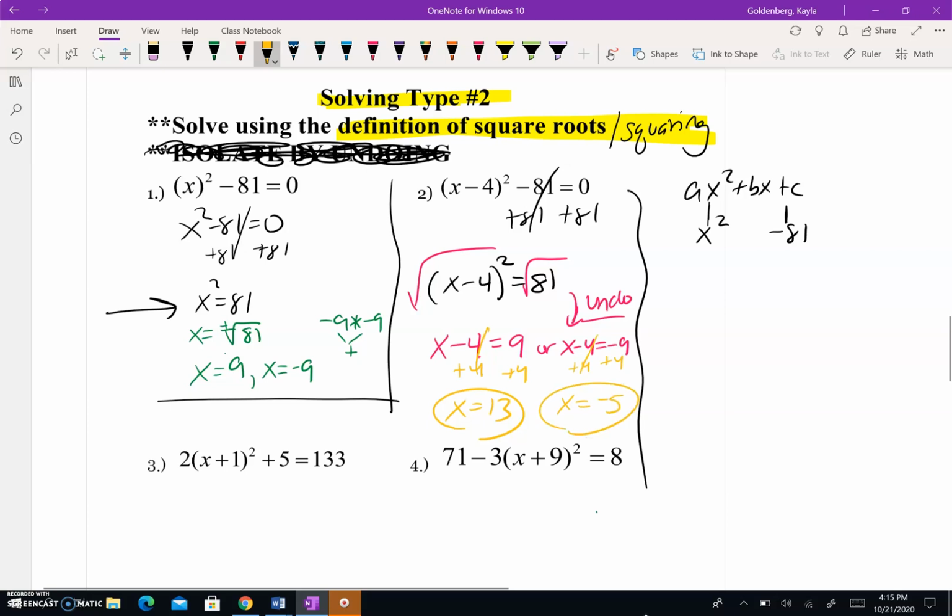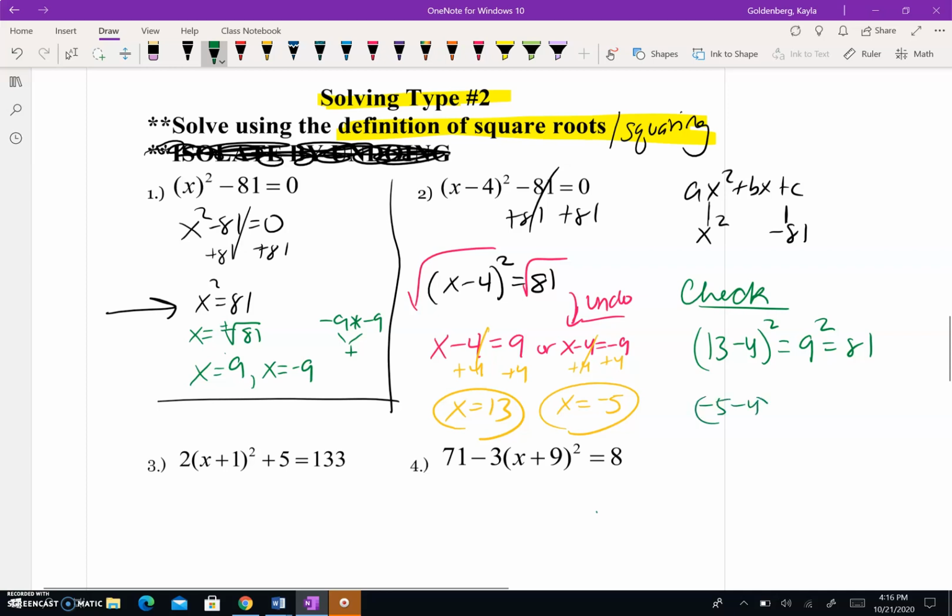If we double check these, you always want to double check at the end. The first one was an easier one, so we didn't really need to do so much of a check. Let's check that out and make sure that it looks good. If I plug in a 13, 13 minus 4 squared, that's going to turn into 13 minus 4, which is 9. 9 squared is 81, and 81 minus 81 is 0. Double checking the number negative 5 as well, right? That becomes a negative 9 squared. Negative 9 times negative 9 is 81. So it looks like both of them check out, right? We wanted 81 minus 81 to get 0.